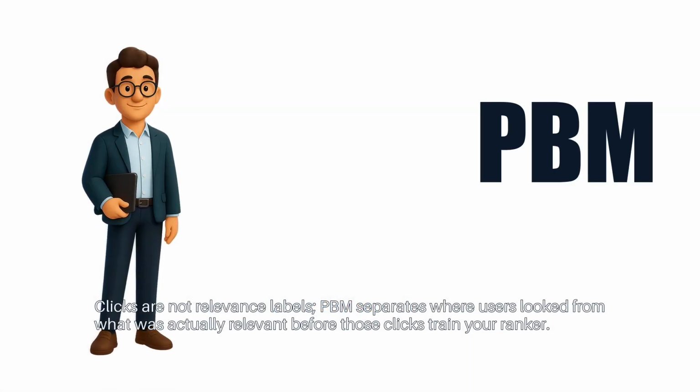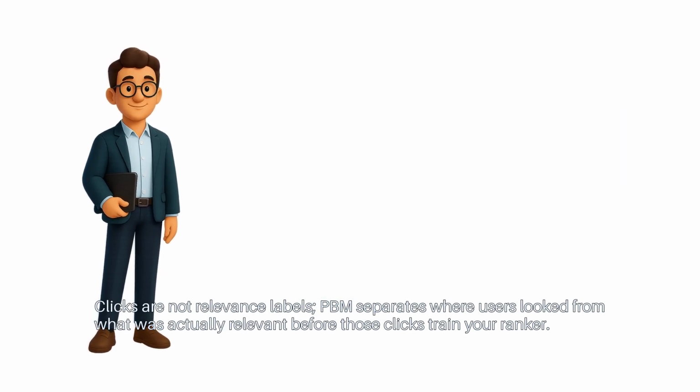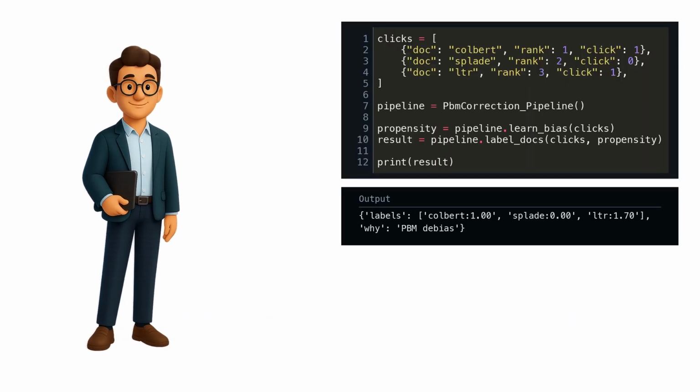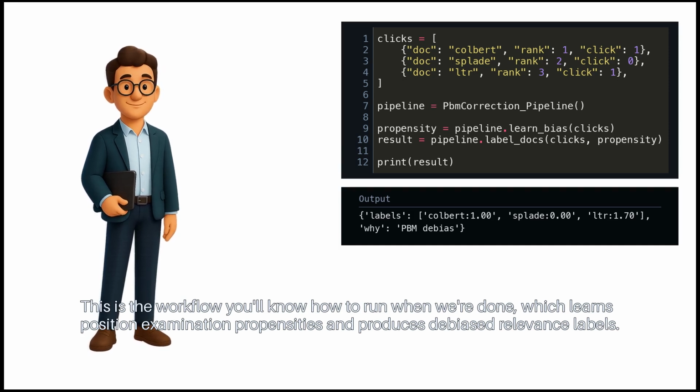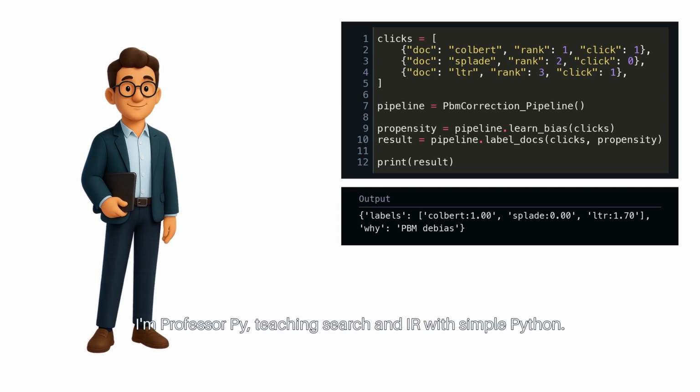Clicks are not relevance labels. PBM separates where users looked from what was actually relevant before those clicks train your ranker. This is the workflow you'll know how to run when we're done, which learns position examination propensities and produces debiased relevance labels. I'm Professor Pi, teaching search and IR with simple Python.